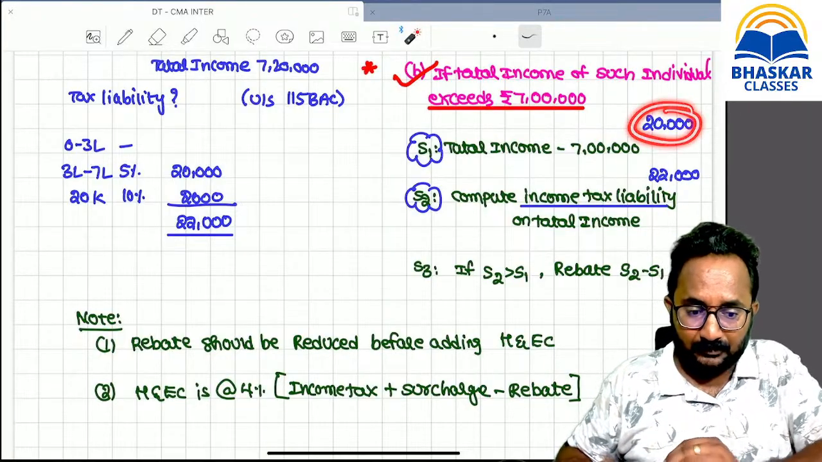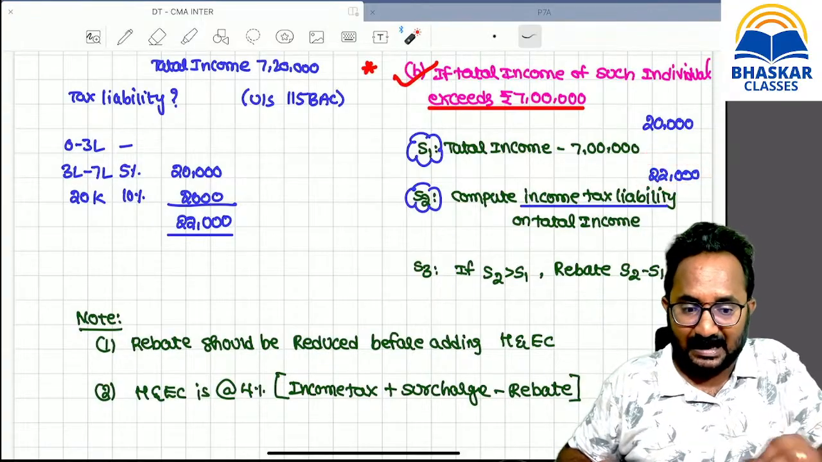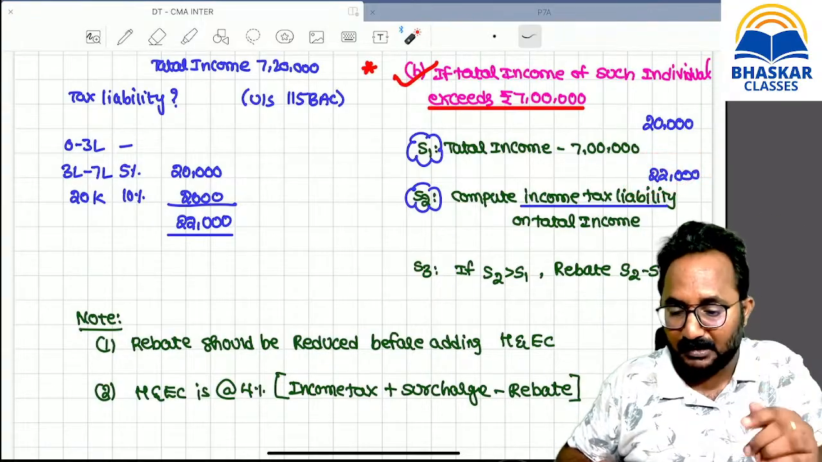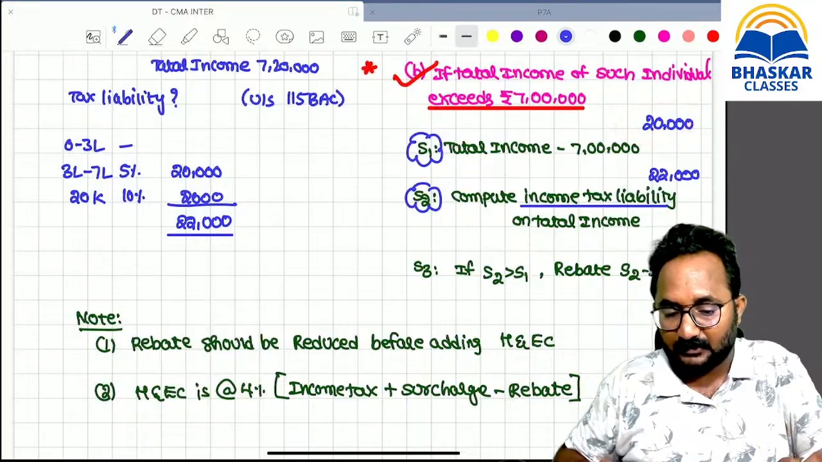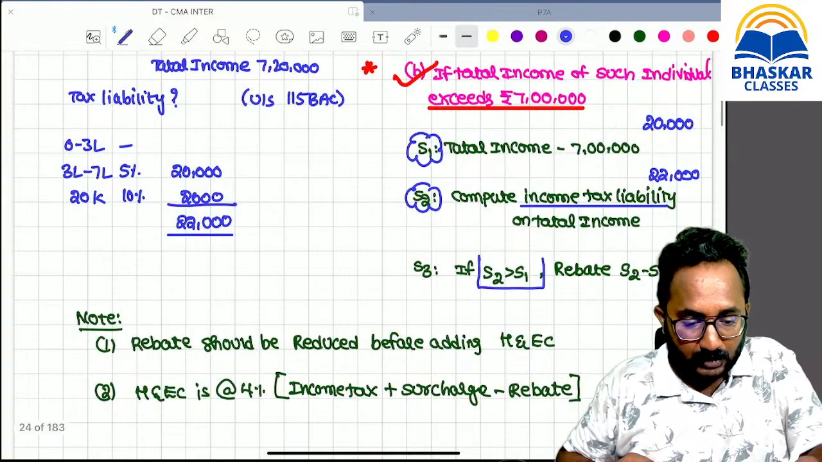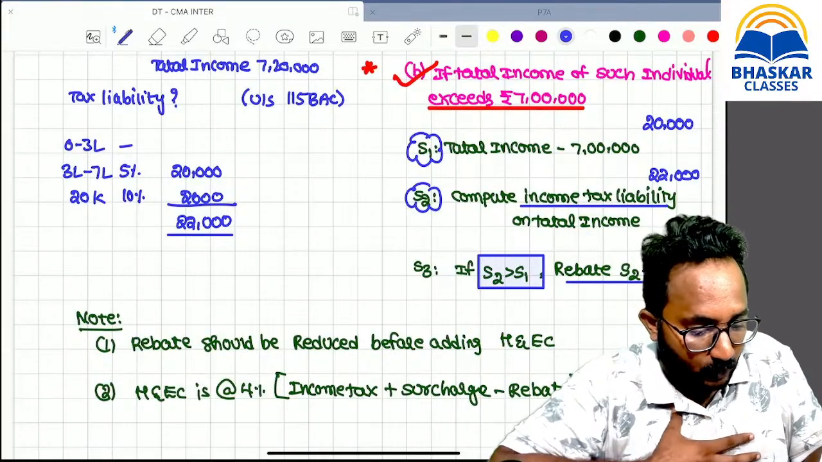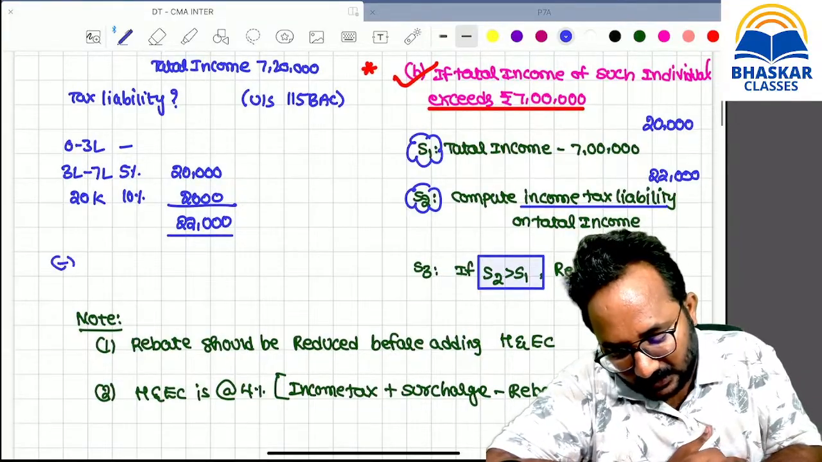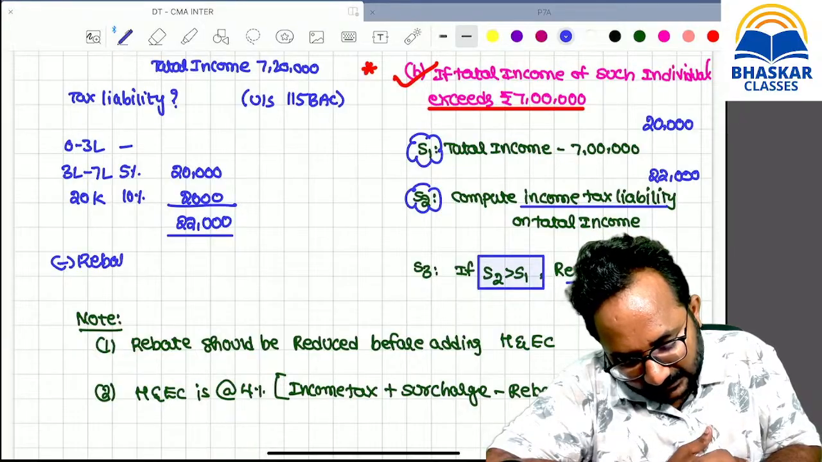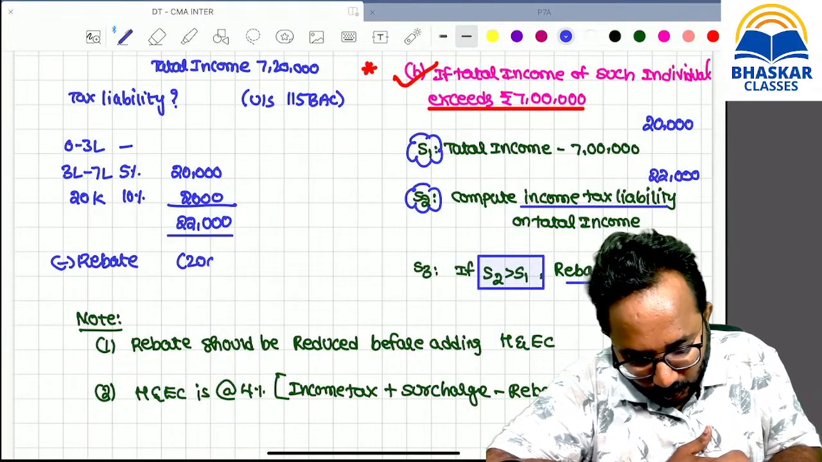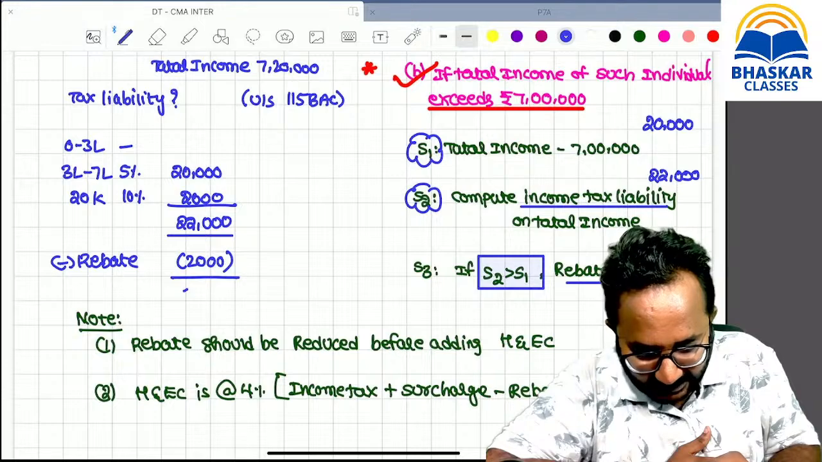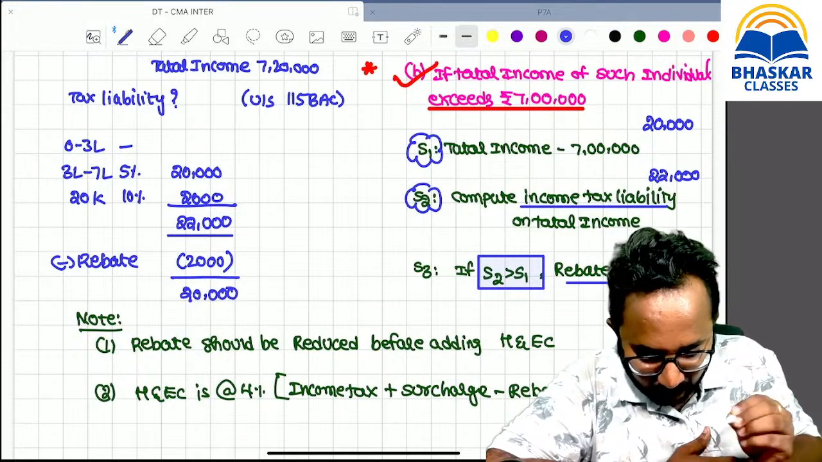Additional income is less than additional tax. You are expecting 22,000 from me, but my additional income is 20,000. That's why step 2 is more than step 1. You will get the rebate, that is step 2 minus step 1. Step 2 minus step 1 is nothing but 2,000. Finally, if you pay tax of 20,000, that's enough.